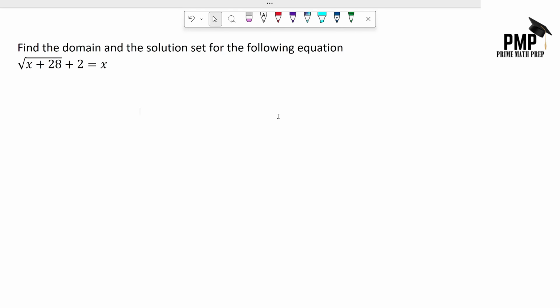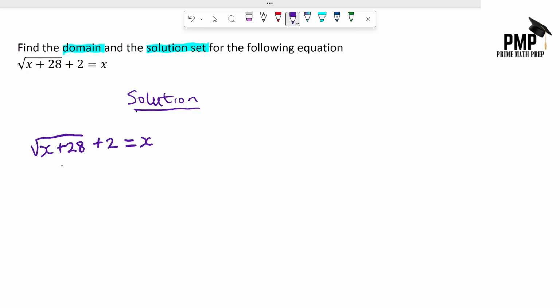Alright, everybody, today we are told to find the domain and the solution set for the following equation: square root of x plus 28, plus 2, equal to x. Solution. Let's write out this equation again: root of x plus 28, plus 2, equal to x.